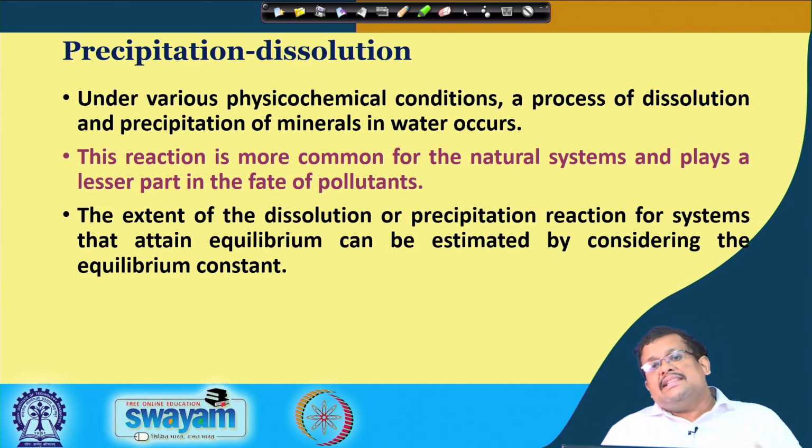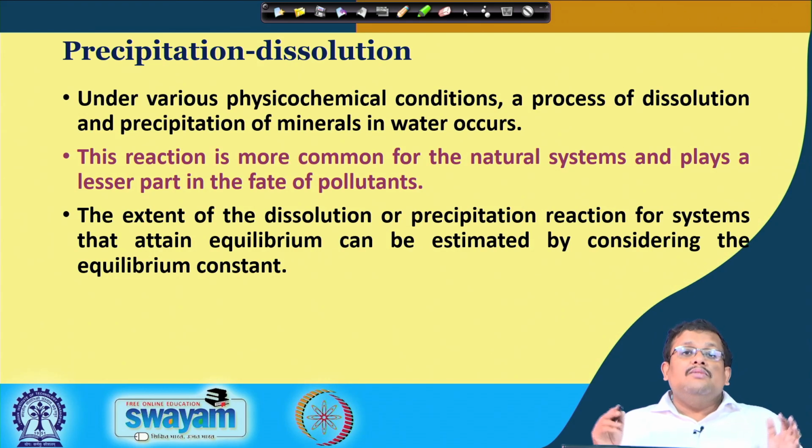So, we have covered the acid-base equilibrium. Next, let us talk about the precipitation-dissolution mechanism. Now, under various physicochemical conditions, a process of dissolution and precipitation of minerals in water occurs. It is a complex interplay between different physicochemical conditions.